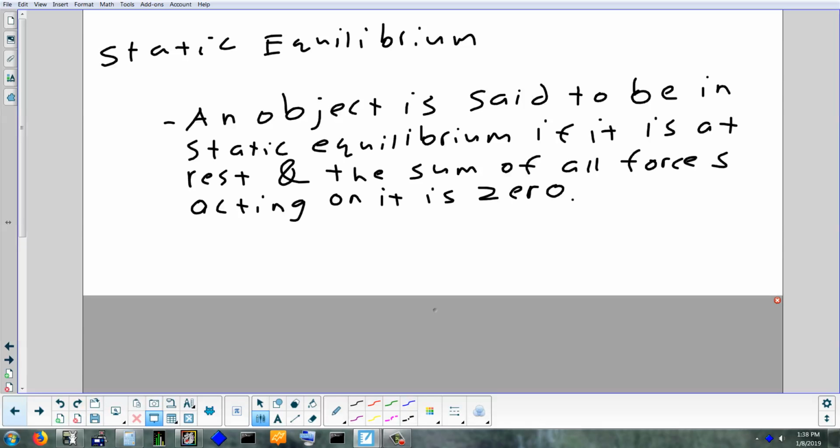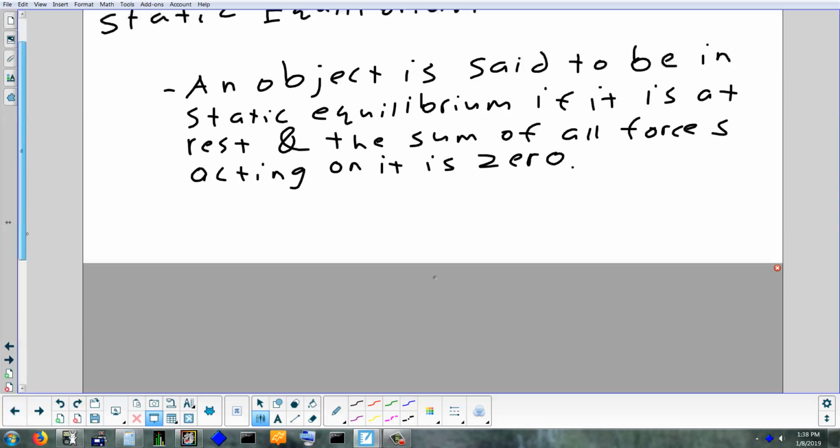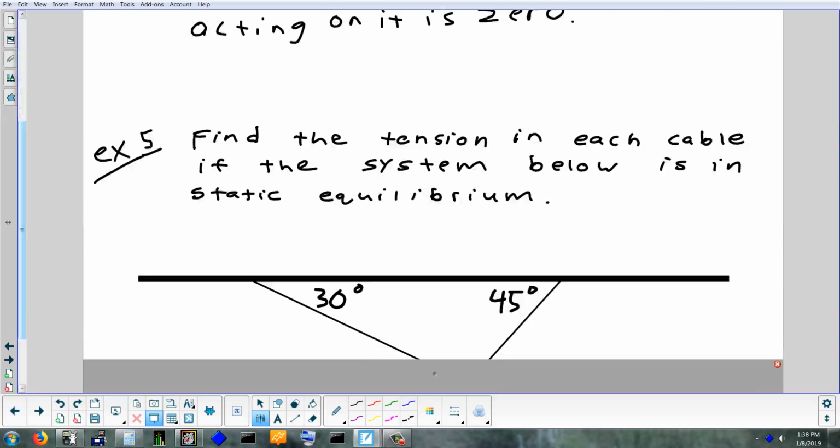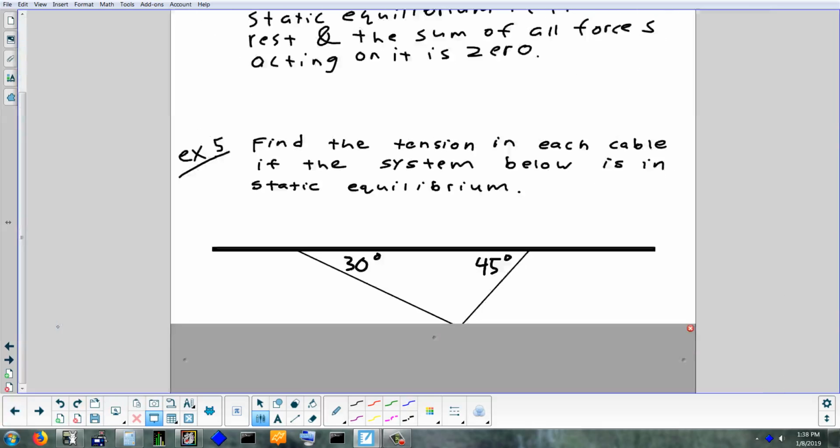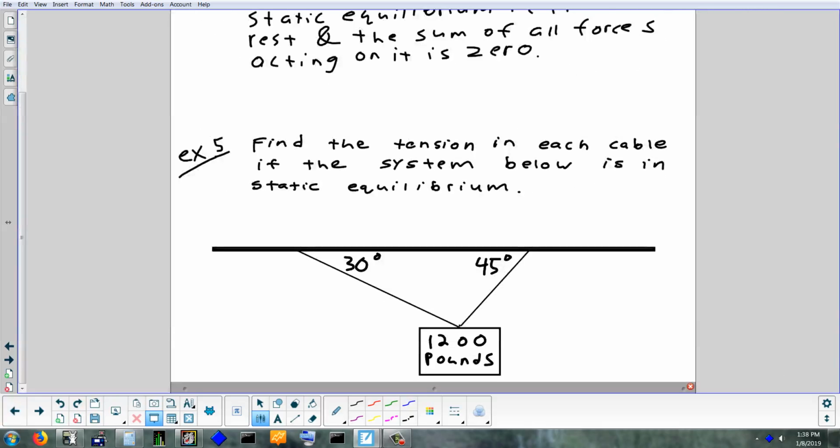So what we're basically going to look at is an object hanging from a ceiling with two cables. The goal is to find out how much tension is in each cable. So let me show you the picture. Make it a little smaller. Okay, so it looks like that.